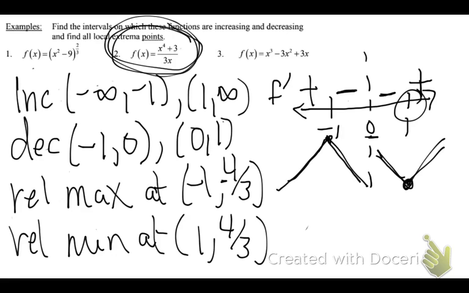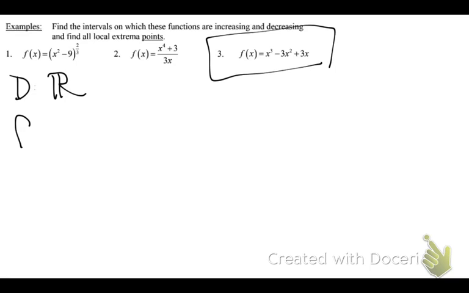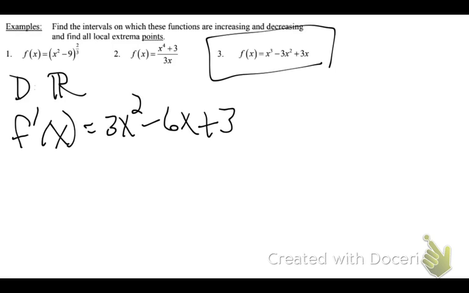All right, final example. F of x equals x cubed minus 3x squared plus 3x. So our domain here is all reals. Nothing's going to make this function be undefined. It's a polynomial. Our derivative is 3x squared minus 6x plus 3. So to get our critical values, we want to know where this derivative is equal to 0 and where it is undefined. So again, it's another polynomial, so it's not going to be undefined anywhere.